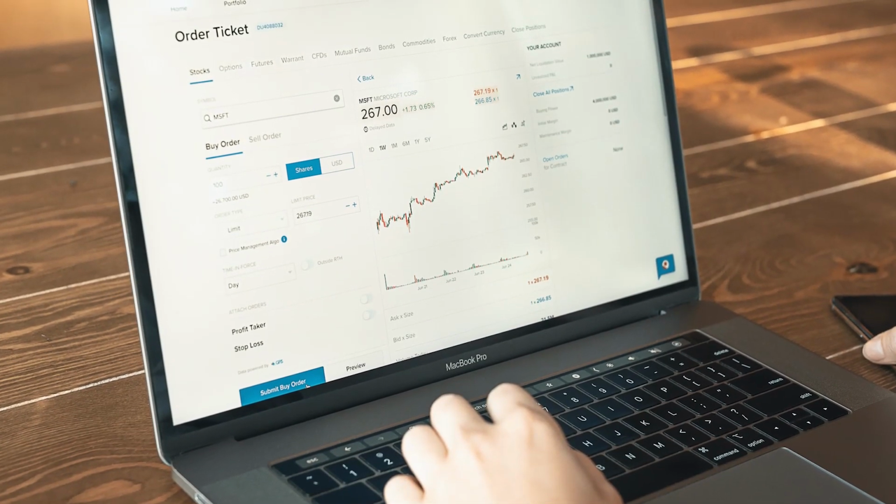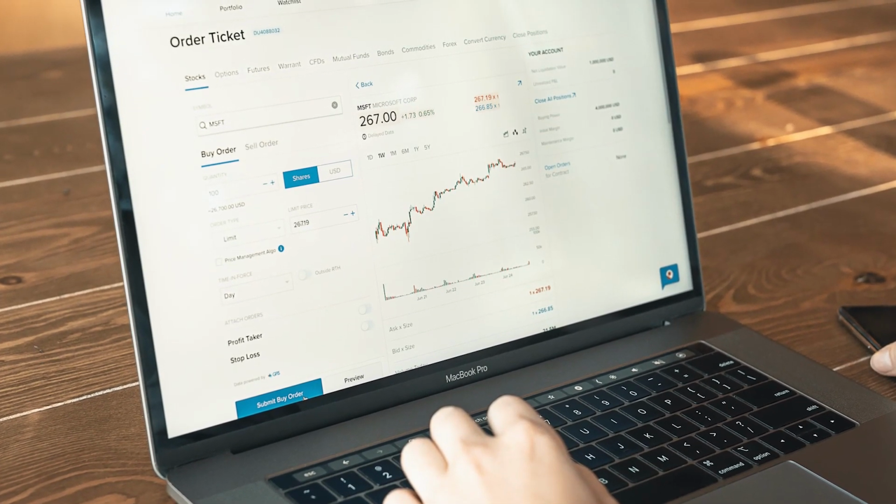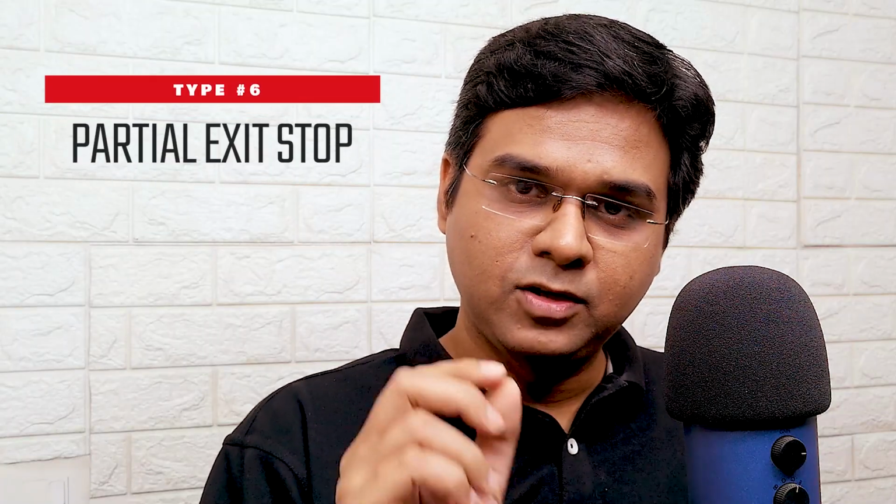Number 5, fixed percentage stop. You keep your stop loss at a fixed percentage below the closing of the latest candle. If you buy a stock at 100 and the next day it moves up, you decide that you want to keep your stop loss 5% below that new closing. The next day, it again moves up. Again, you move your stop loss so that the distance between the latest candle close and your new hard stop always remains 5%.